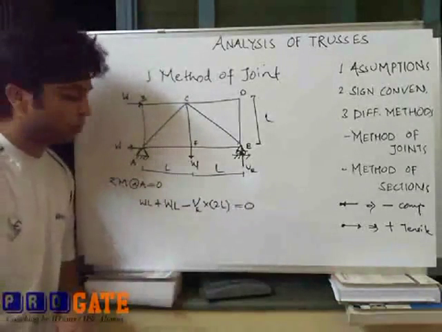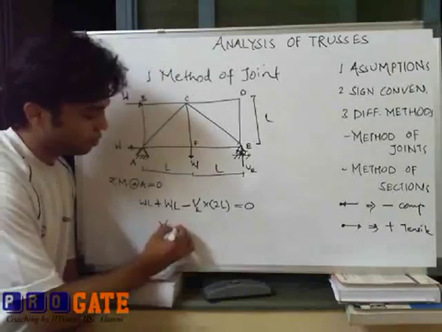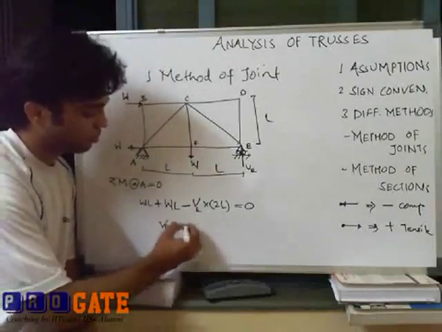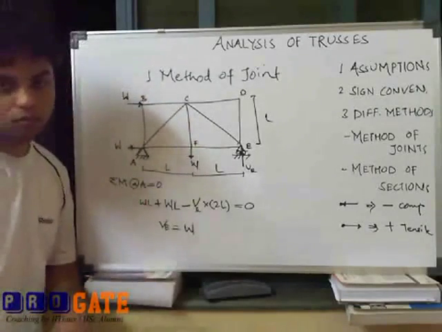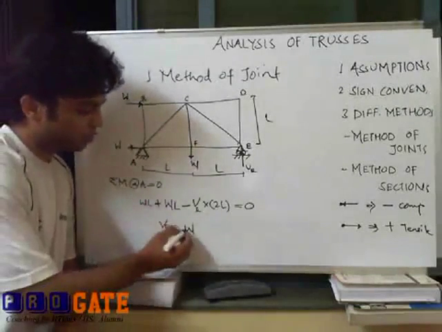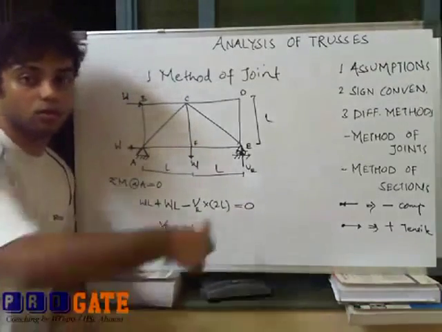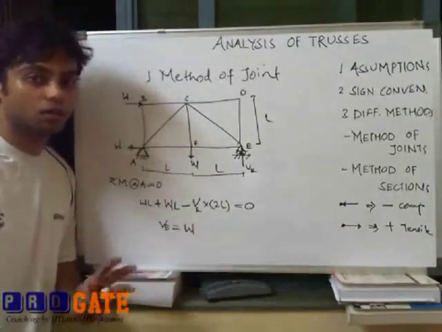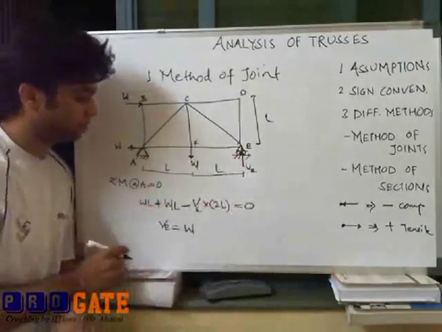Work out this equation and you will find that VE is equal to W, and as V comes out to be positive, our assumption is right, so the load is acting vertically upward. Got it? We have worked out the reaction at E.